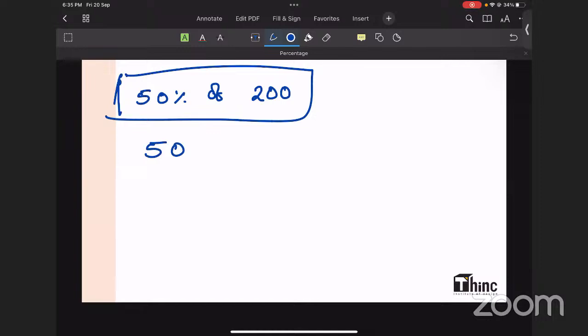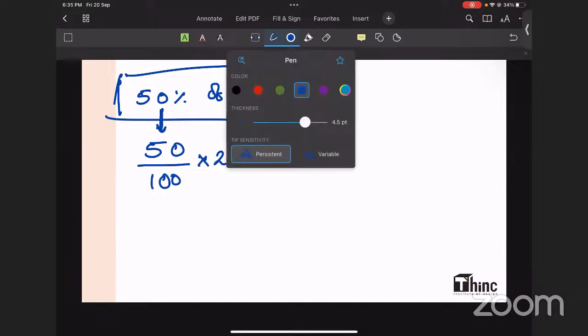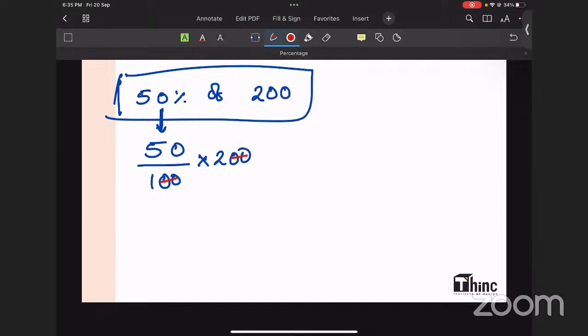We can represent 50% as 50 by 100. This is how we represent a percentage as a fraction. So from 50%, we write 50 by 100, and we want 50% of 200. Now you can cancel this: 0, 0 cancelled. 50 into 2, as all commented here, 100 is the right answer.